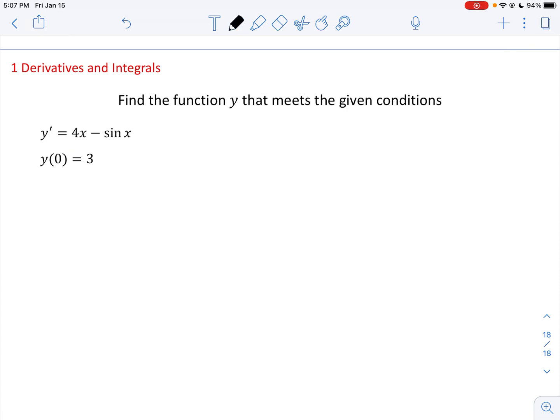Okay, and finally the last slide. Find the function y that meets the given condition. So we know the derivative and we know y of 0 is 3. So we just have to go from y prime to find y. I just have to do the integral of y prime, the indefinite integral. So y is equal to, we get 2x squared minus or plus cosine of x plus c.